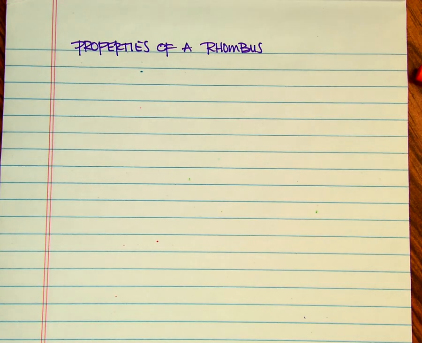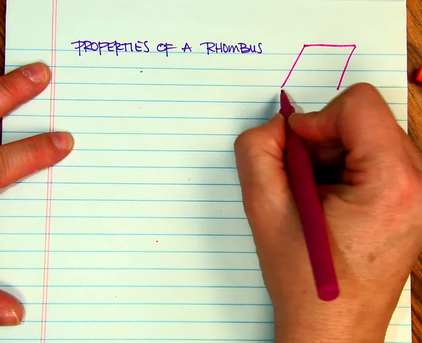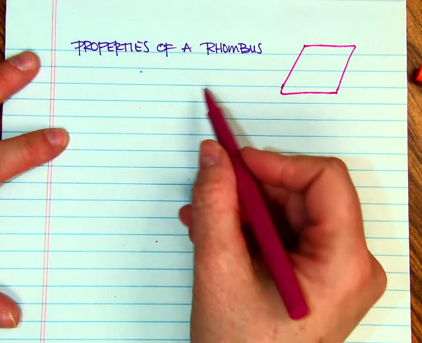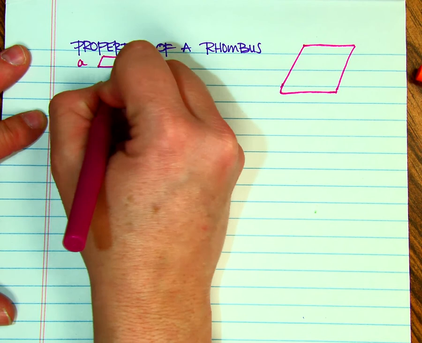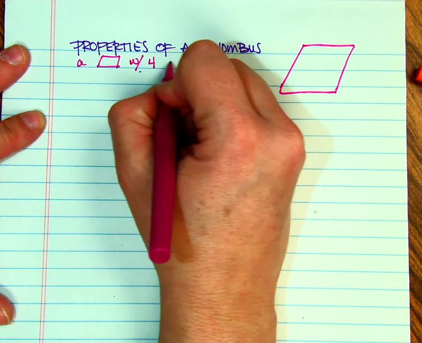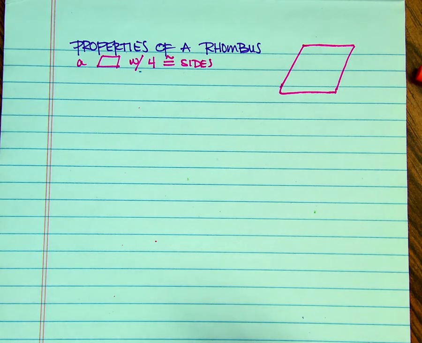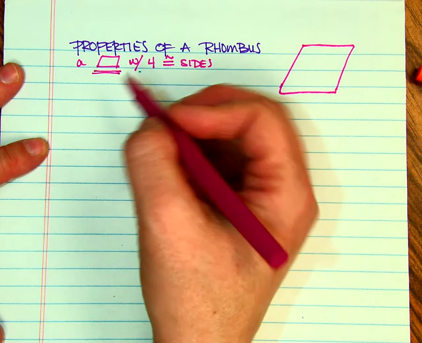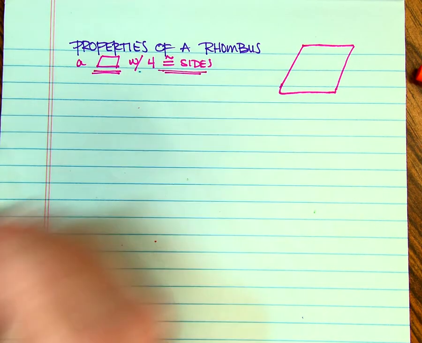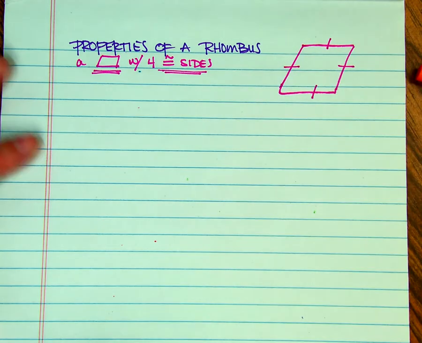Okay, so the properties of a rhombus. Okay, so what a rhombus looks like. Okay, so to understand what a rhombus is, you know the definition, and it is a parallelogram with 4 congruent sides. So much like when we did a rectangle, a rhombus has all the properties of a parallelogram plus some other properties that make a rhombus a rhombus. So I know that all 4 sides are going to be congruent.